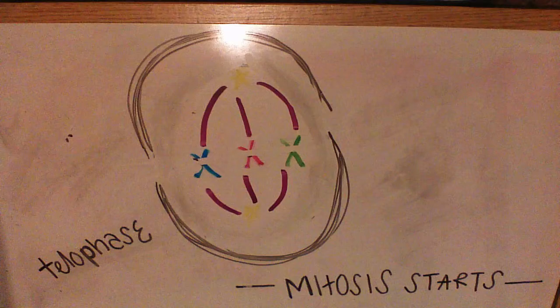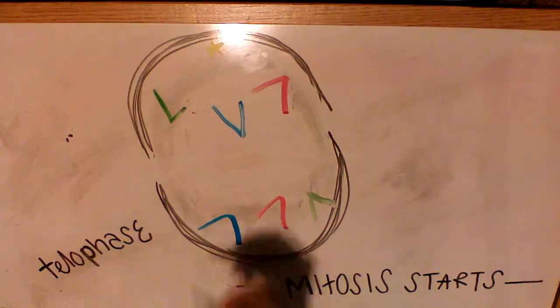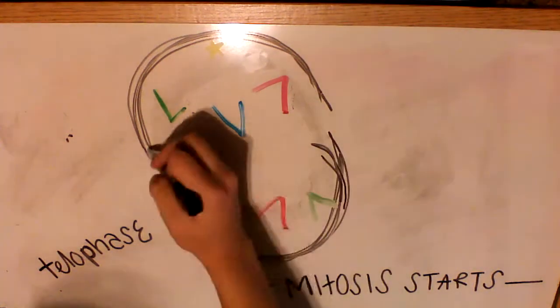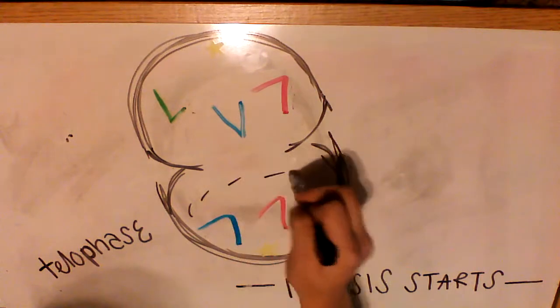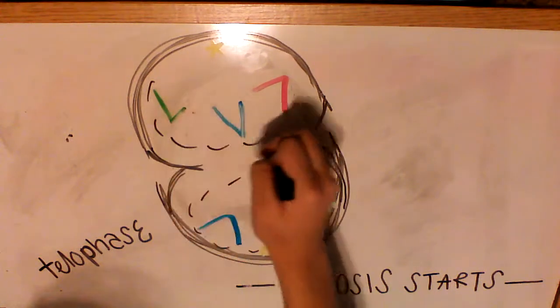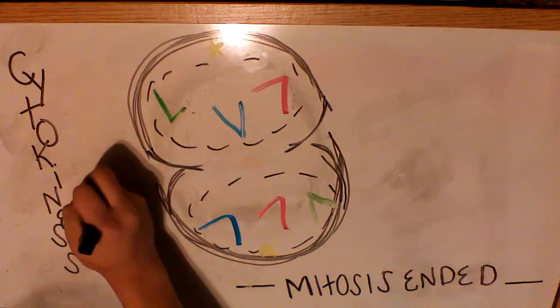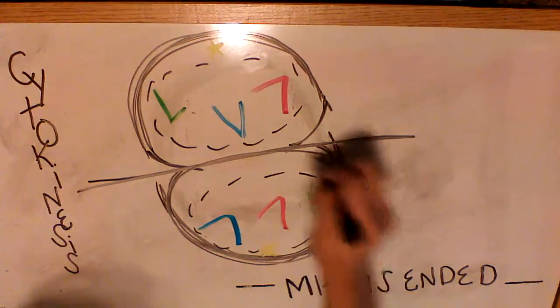In telophase, the cell pinches together, forming 2 new nuclear envelopes and 2 new daughter nuclei. This is also where mitosis ends. Almost done. Actually, cytokinesis begins before telophase has even completed itself.